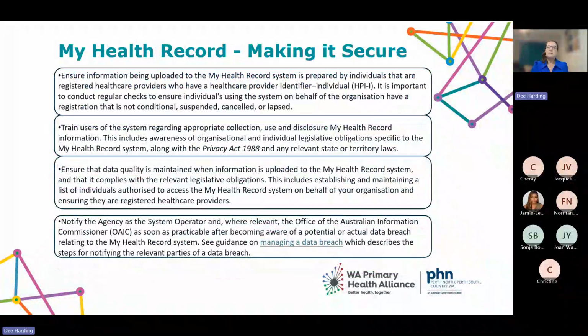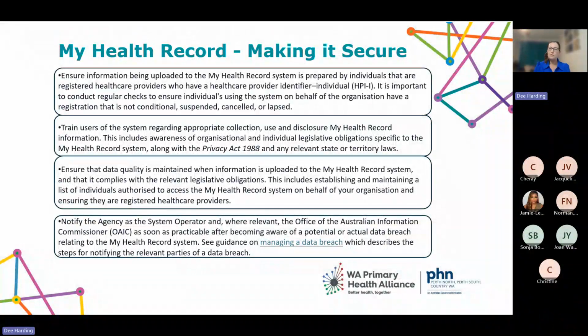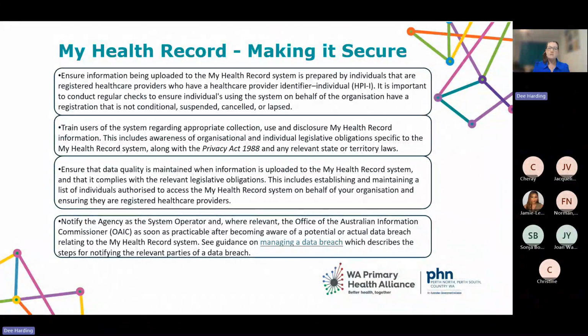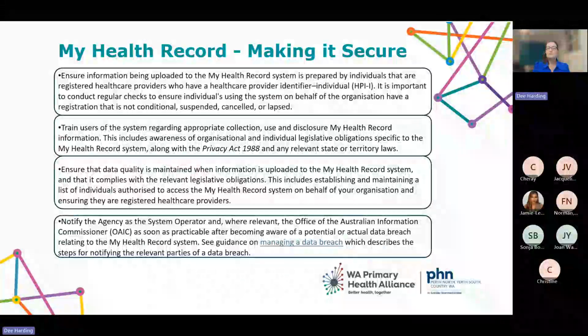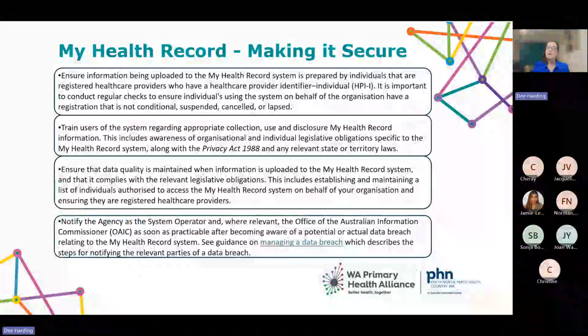Once you've established a security and access policy for your organisation with the My Health Record system, you're required to comply with a range of ongoing participation obligations, I beg your pardon. There are actually 12 obligations and they're listed quite clearly on the website, and we've got links to all of this information and we can share that with you. At a high level, you are required to ensure information being uploaded to My Health Record system is prepared by individuals that are actually a registered healthcare provider who have got a healthcare provider identifier. That's your HIPPI.